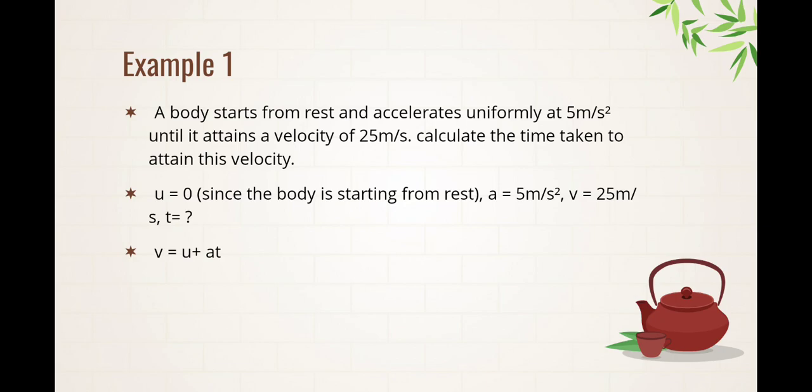So from that question, our acceleration is 5. Then the final velocity is 25 meters per second. And then we are asked to find the time taken. After we are through with writing the parameters, the next thing is which equation we are going to use. From the parameters that we have, we know that we are going to use the first equation, which is V is equal to U plus AT.